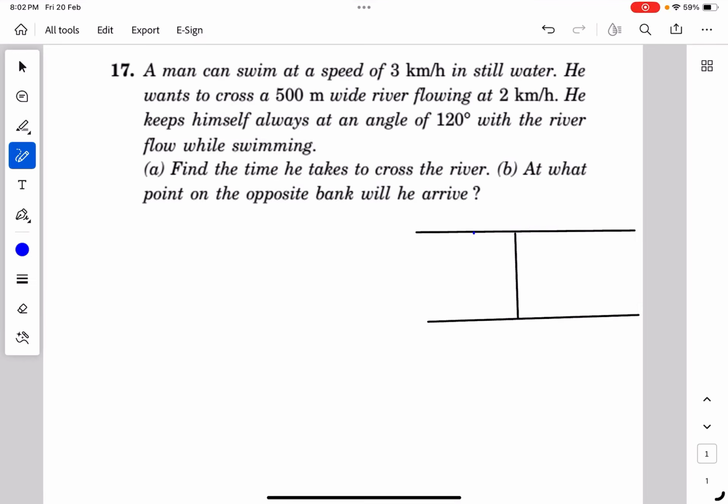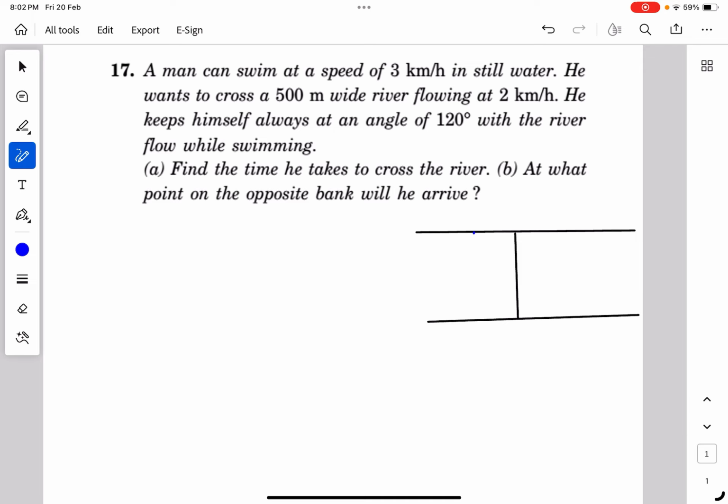Hi students, let's take up a question from the book H.C. Verma. A man can swim at a speed of 3 kilometers per hour in still water. The speed in still water is the same as speed with respect to water or speed with respect to river. He wants to cross a 500-meter wide river flowing at 2 kilometers per hour.